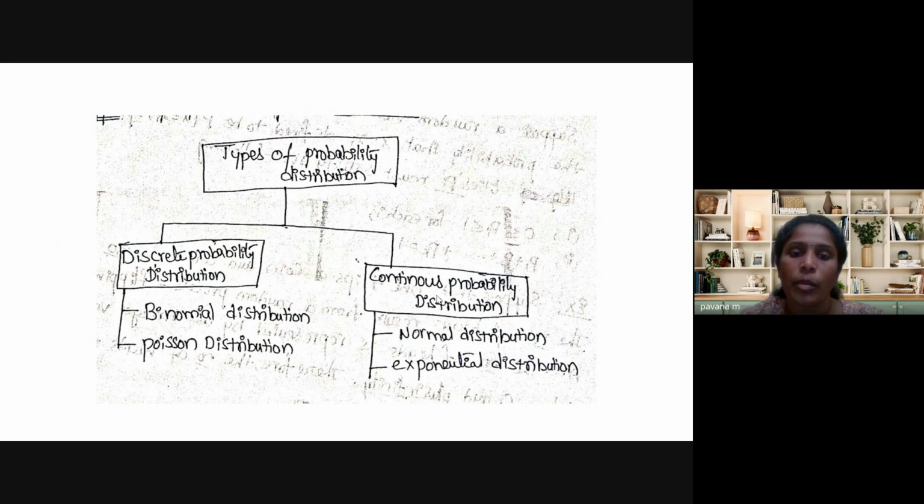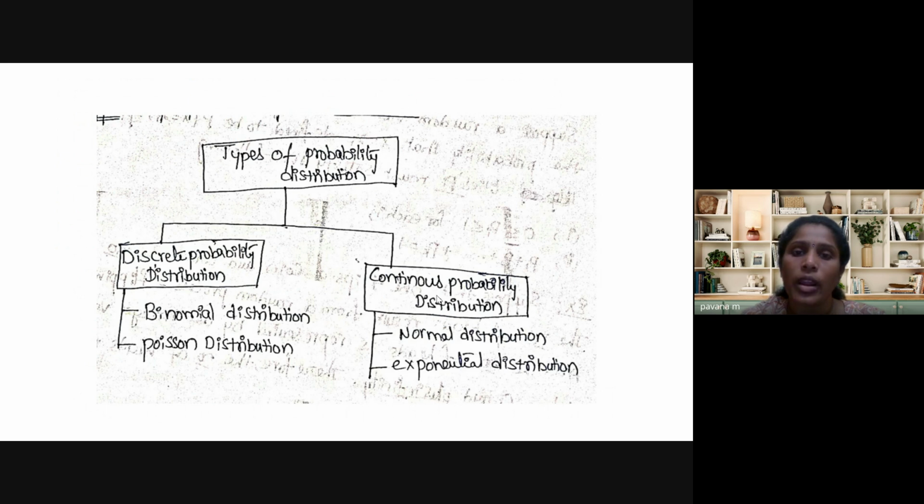Now we are discussing probability distributions. Actually, there are two types of probability distributions. One is discrete probability distribution. The second one is continuous probability distribution. So what is a discrete probability distribution?